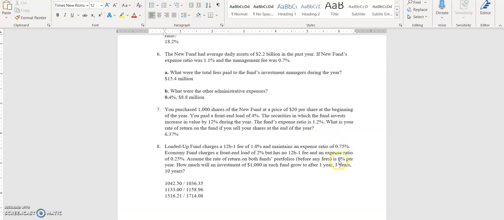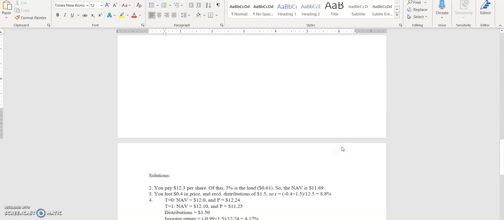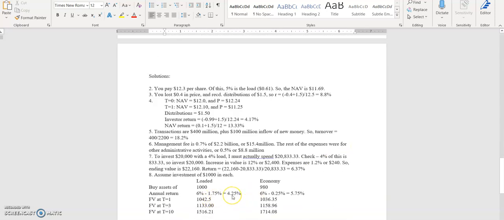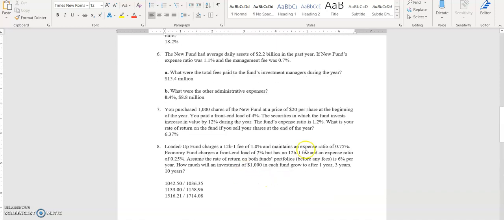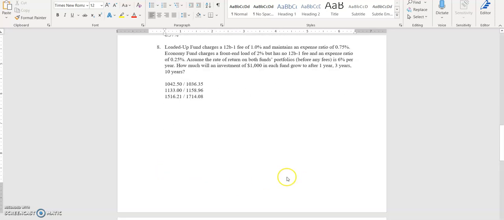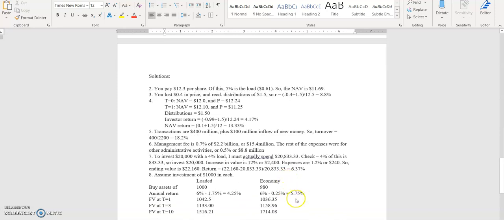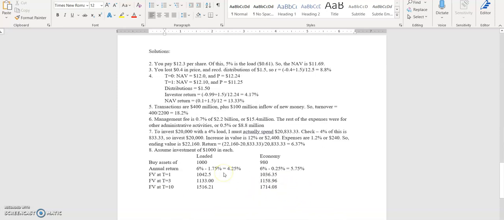So the assets are earning 6%. You are incurring a cost of 1.75%. So the net return for the investor is only 4.25%. How about in the economy fund? So the assets are going to return 6%, but there is no 12B1 fee, and then the expense ratio is 0.25%. So the investor return is 5.75%. So 6% minus a quarter percent minus 0. So that is 5.75%. So now I can calculate the future values easily.